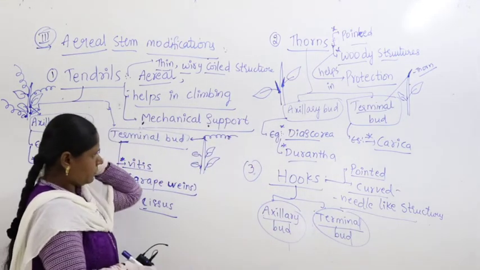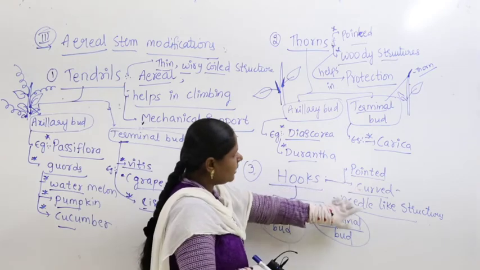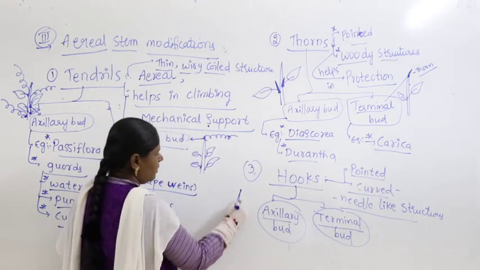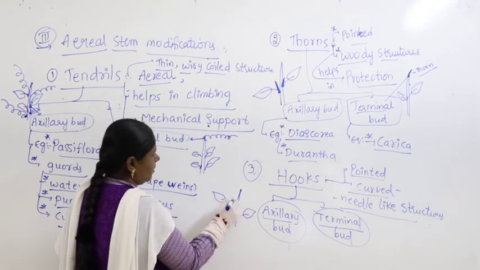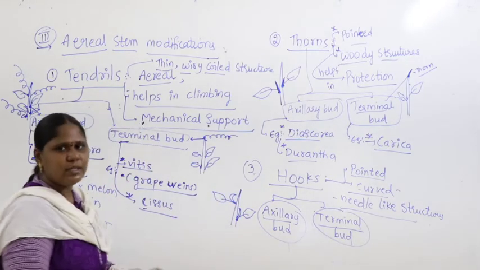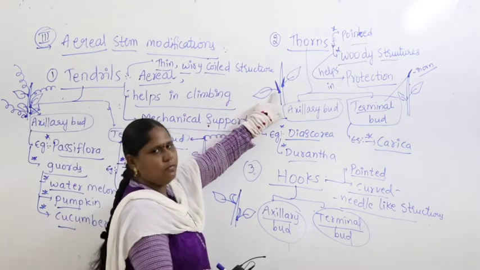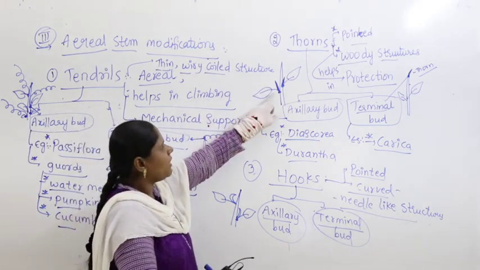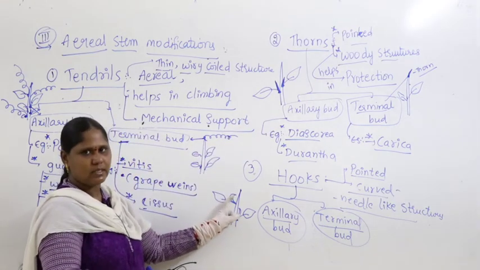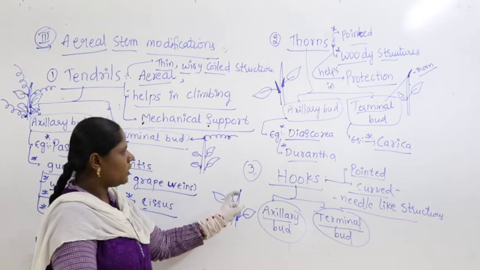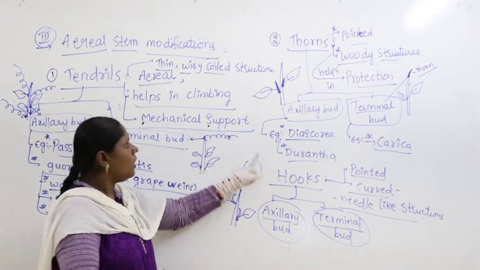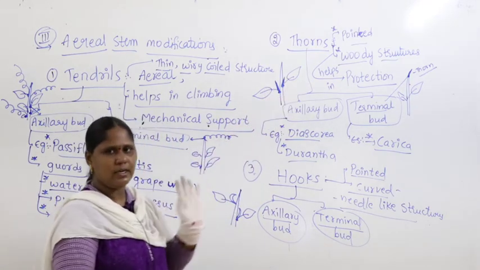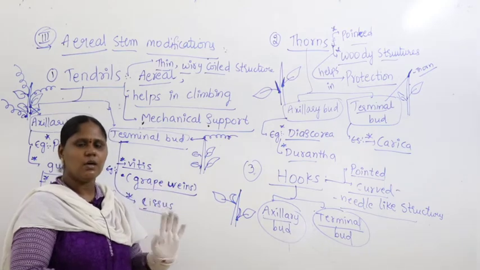I repeat again, what are these? A pointed, curved, needle like axillary bud. For example, here this is nothing but the leaf, this is axillary bud. So from this you can see a structure like this. What is the difference here? They are woody and pointed. Only one difference: in this case they are curved like this. So what do we say? Pointed, curved and needle like structures are called hooks. Pointed straight structures are called thorns. That is the only difference.